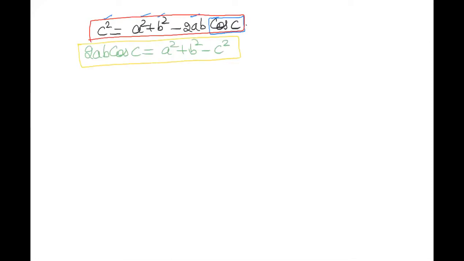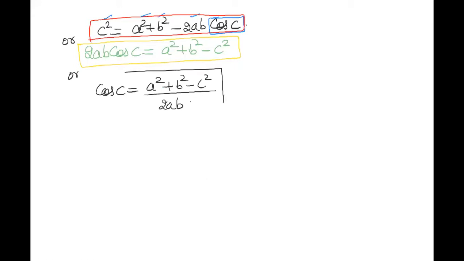Otherwise, you can write cos C is equal to (a² + b² − c²) divided by 2ab. So now, if three sides or the squares of three sides are given, then we can think of this cosine formula, the cosine rule.